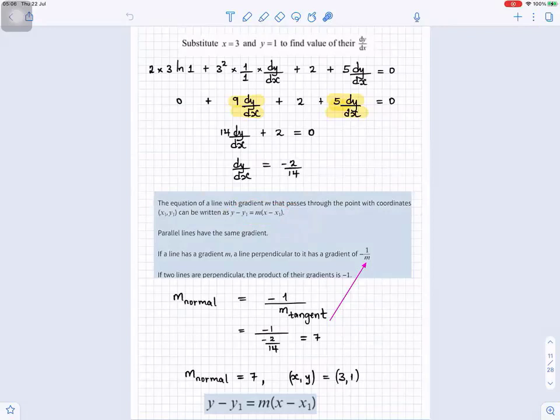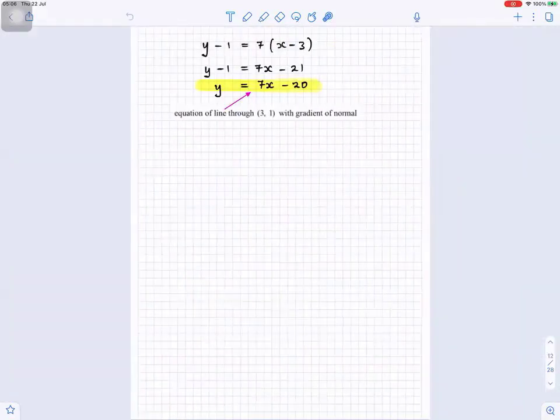The gradient is 7 and x is 3. So it becomes y minus 1 is equal to 7 bracket x minus 3. Remove the bracket, it becomes y minus 1 equals 7x, 7 times minus 3 is minus 21. Minus 1 goes to the right. It becomes y equals 7x minus 20. So that's the equation of the line through (3, 1) with the gradient of the normal.